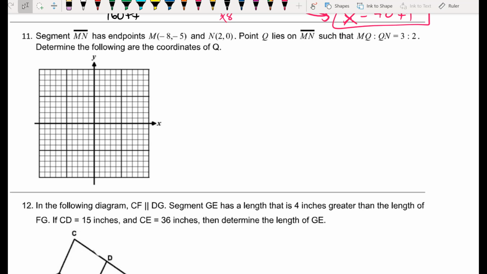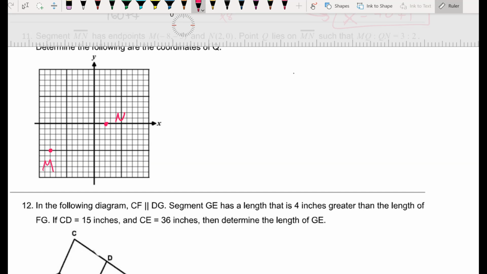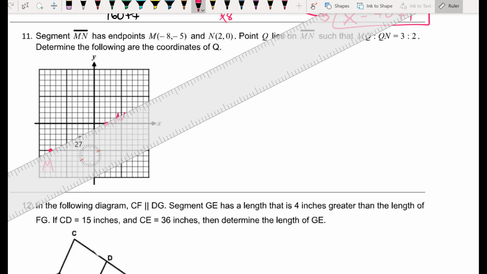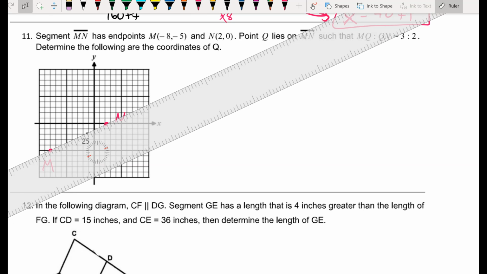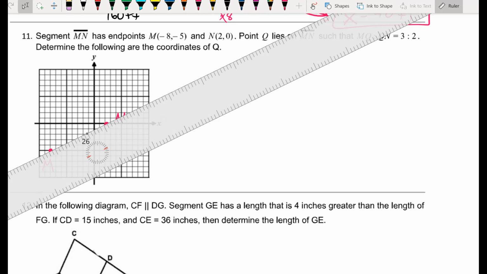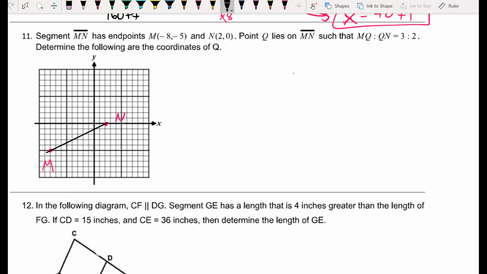For number 11, MN has endpoints -8, -5, and 2, 0. Remember when you plot those points to connect them with a straight edge so that your work is as precise as possible, because it really makes a difference for these partitioning problems. Right? And I want to find a point Q such that it segments MQ to QN into a 3:2 ratio, which means I'm going to partition it into 5 pieces altogether.